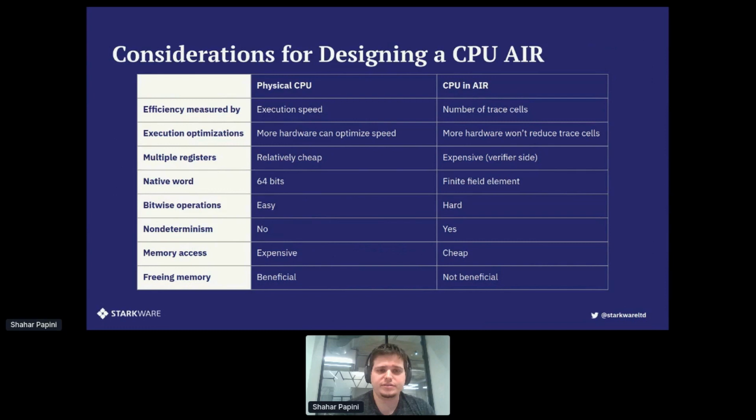And freeing memory is beneficial in physical CPUs. For example, if you have this constant size of RAM and you use it up, then you can free memory and then use it to allocate other stuff. In AIRs, it doesn't really work that way, because once you used some memory, some information, it stays in the trace, because it needs to get in the proof. You need to prove that this computation actually happened and was correct. So there is no meaning to freeing this memory. You still need to prove things about it.